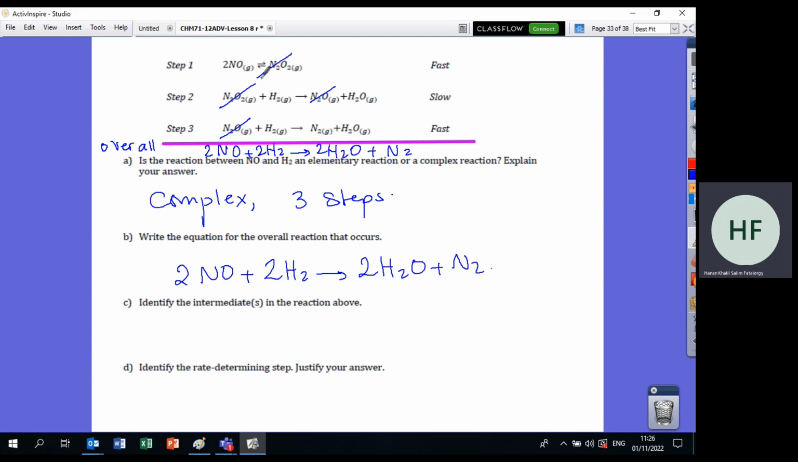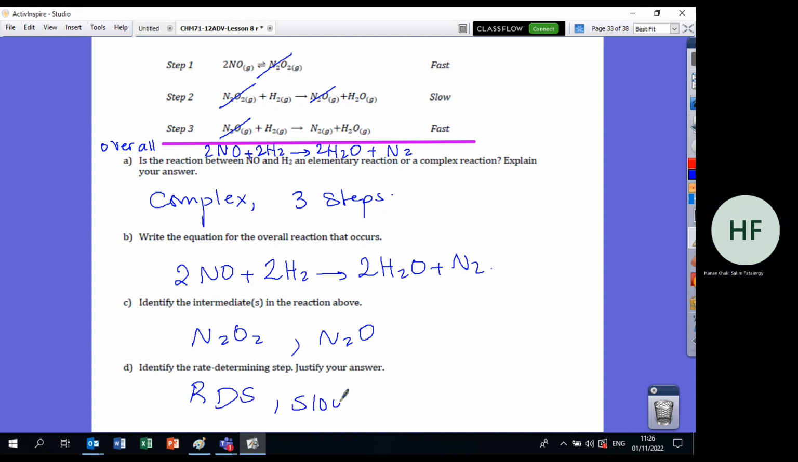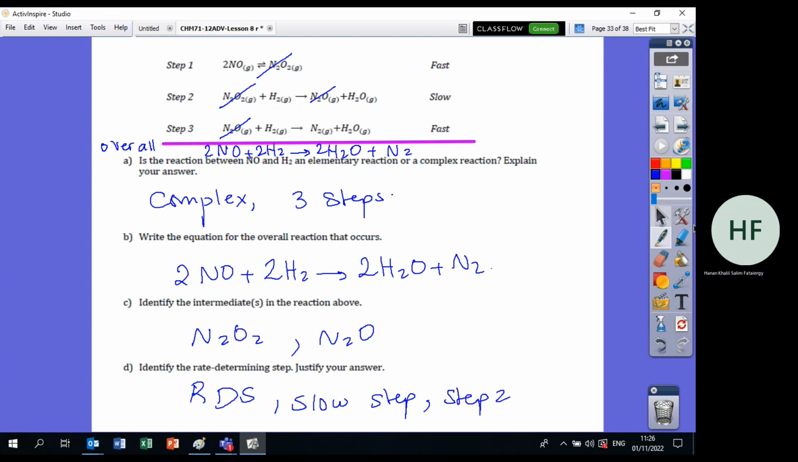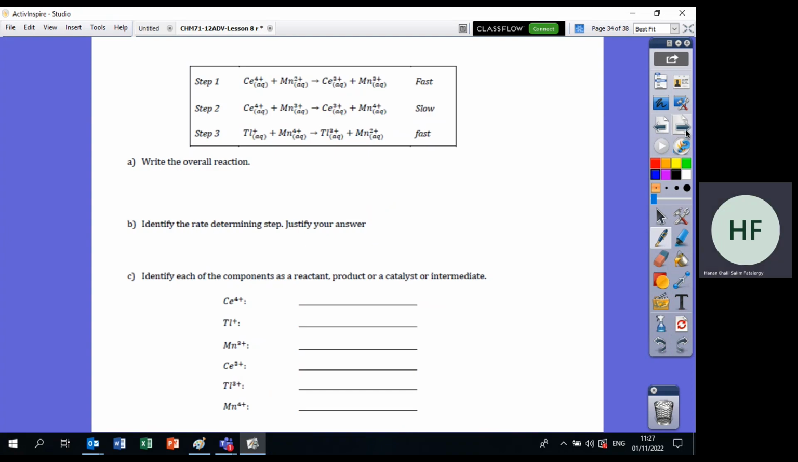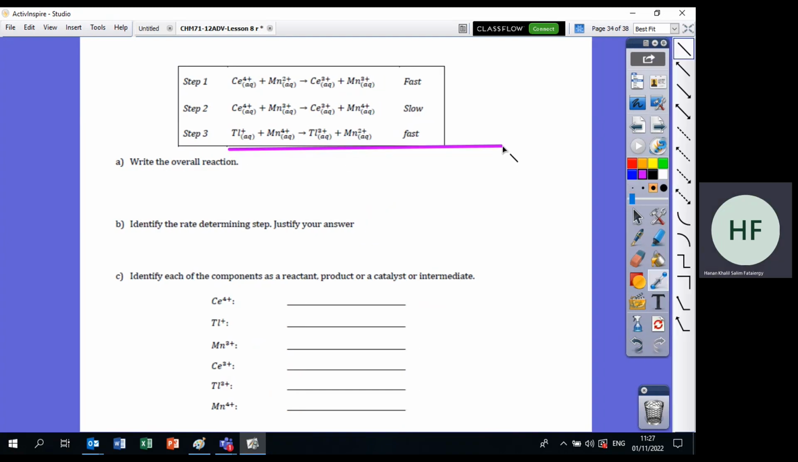Now, are those that cancelled intermediates or a catalyst? If it were a catalyst, it should be cancelled here in the reactant of step 1 and in the product of the last step. Is there anything cancelled? No. So of course both are intermediates, N2O2 and N2O. If there is a question what is the catalyst, you will say there is no catalyst. Okay? Identify the rate determining step. Of course RDS is the slow step. It is step 2. Why? Because it is the slow step. Okay, let's go, please put a line and answer the question.